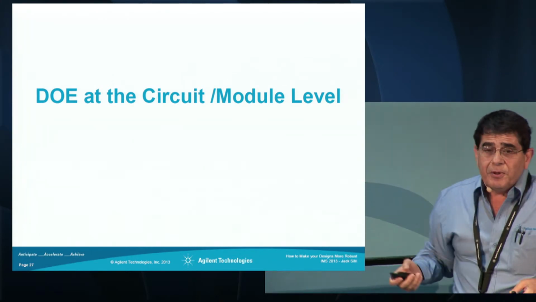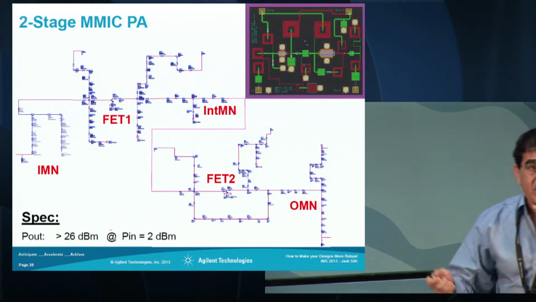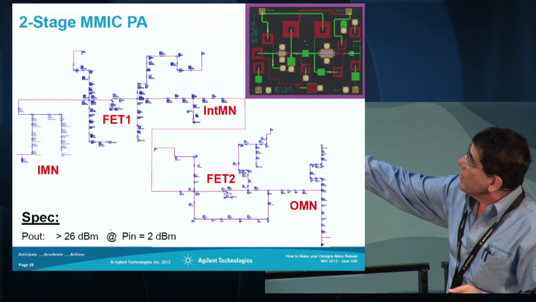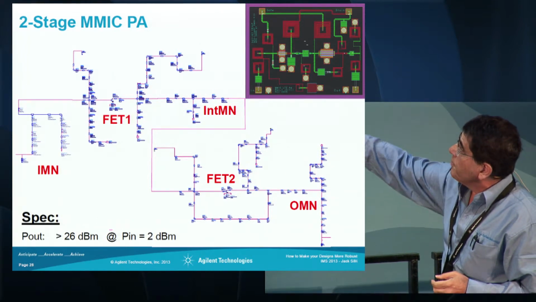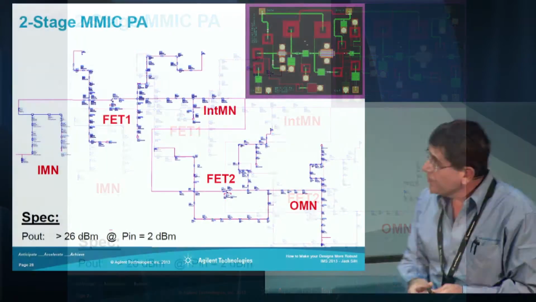Now, what I showed you is at the system level, design of experiments. This example here, I want to show you how you can apply it to your IC design. It's a circuit level example. In this example, I have a two-stage power amplifier. That's stage one, stage two, output power, you know, it's an IC. This is the schematic: input matching network, FET1, interstage, FET2, output matching network.